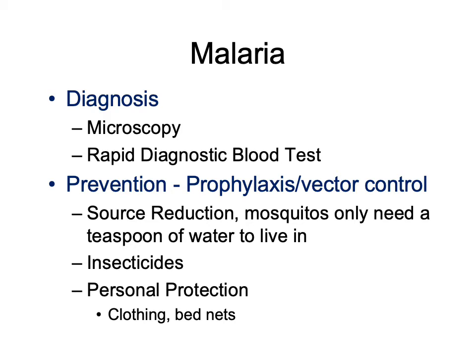The use of personal protection, which includes long sleeves or hats or pants for clothing. You need to cover up your skin so the mosquito doesn't have a place where it can bite you. Also, bed nets at night. If you are in areas where mosquitoes are prevalent, you need to use bed nets as personal protection.